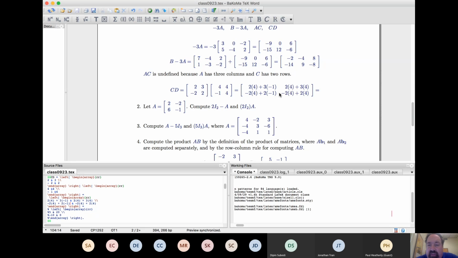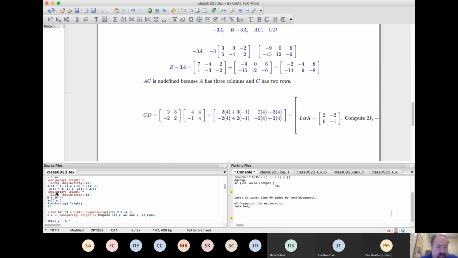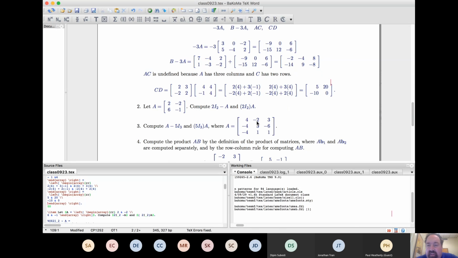And then for the last entry, row 2, column 2, I use the second row of C, second column of D. So I have minus 2 times 4 plus 2 times 4. So these are how all the entries of a product are set up. Then I go ahead and actually work those out. And here's our product.